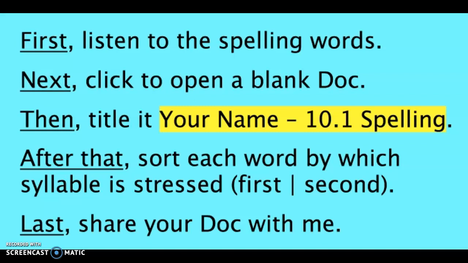After you've opened your doc and titled it, you're going to sort your words into one of two categories. It's going to be based on which syllable gets the stress or the emphasis when you say it. So some words are going to be categorized as first, some are going to be categorized as second, because some words get their stress or their emphasis in the first syllable, while others get stressed or emphasized on the second syllable. So stay tuned for the next video because I will explain more about that.